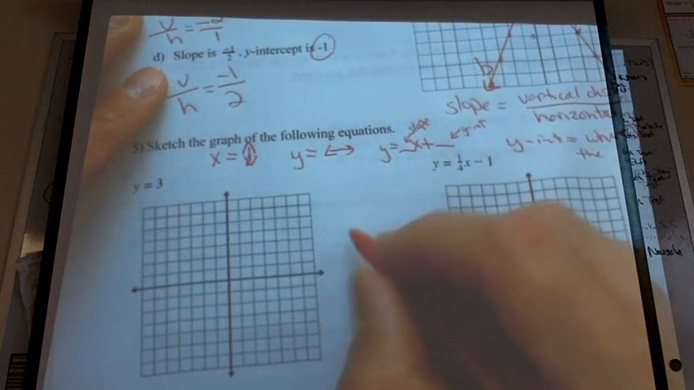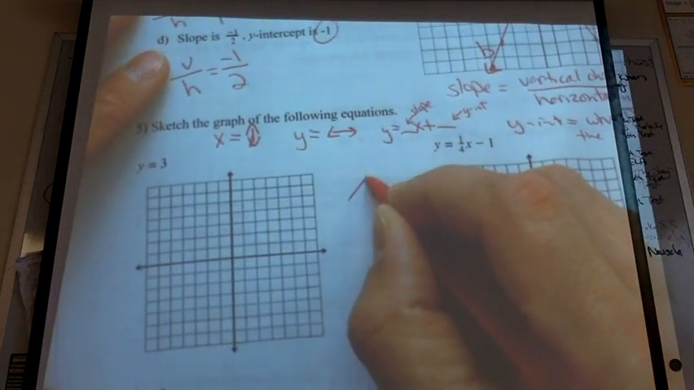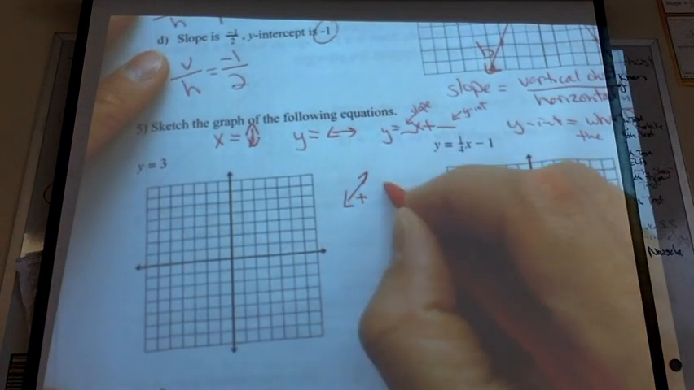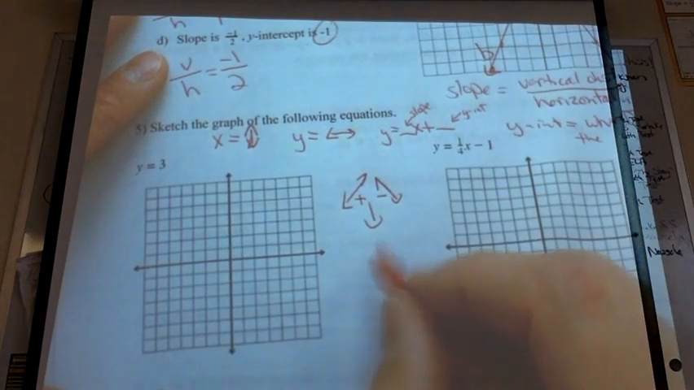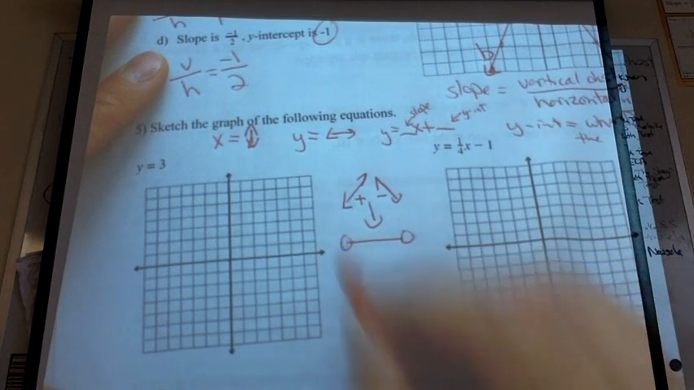So once again, I'll make Mr. Slope guy. If it's going uphill, it's positive. If it's going downhill, it's negative. If it's straight up and down, it's undefined. If it's flattened, it's 0.